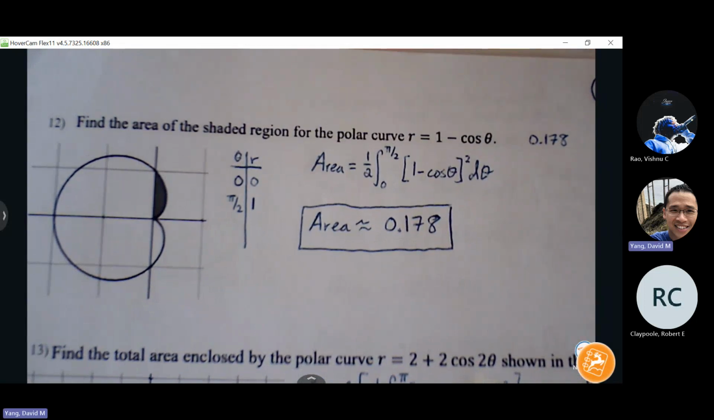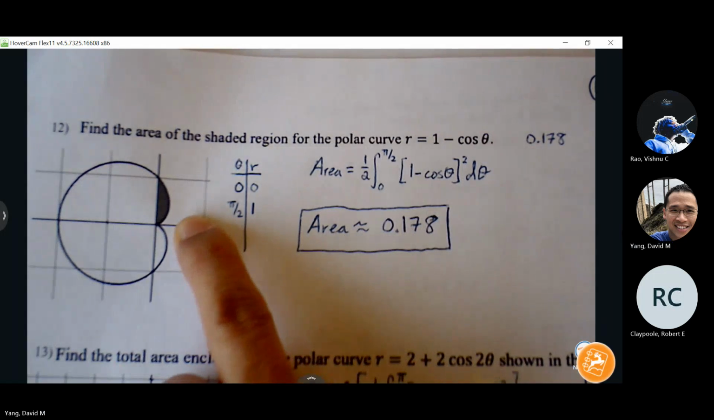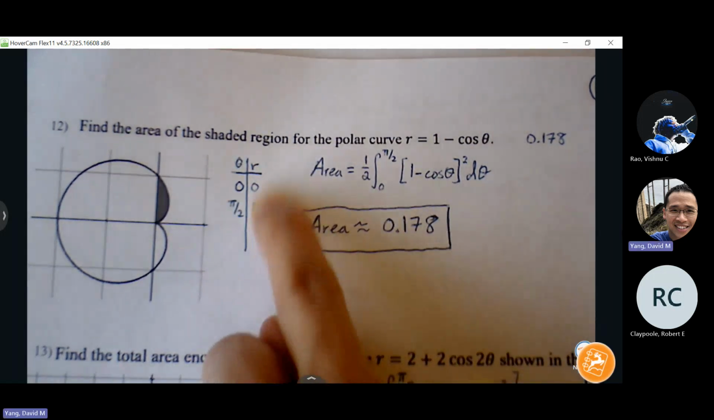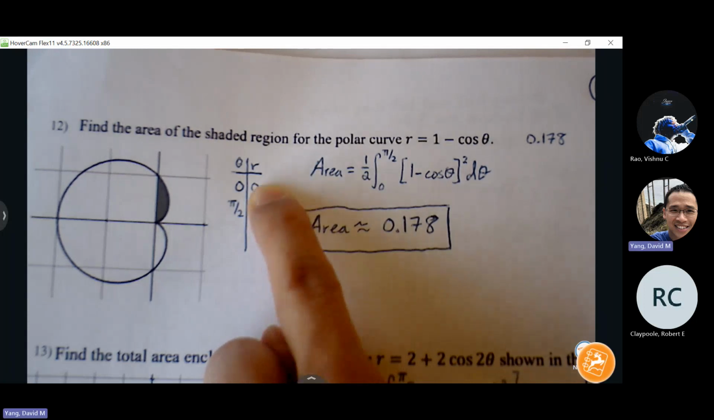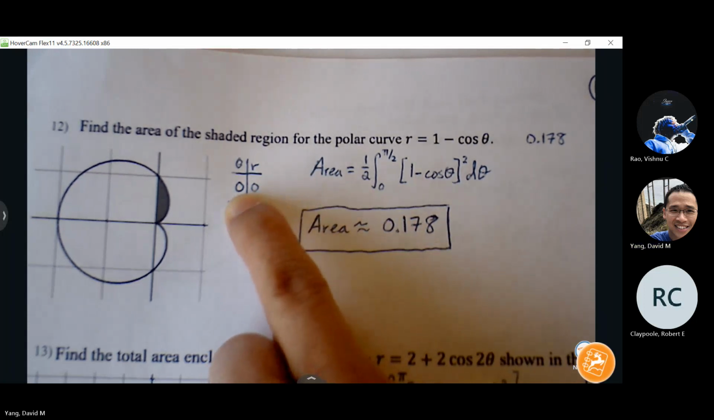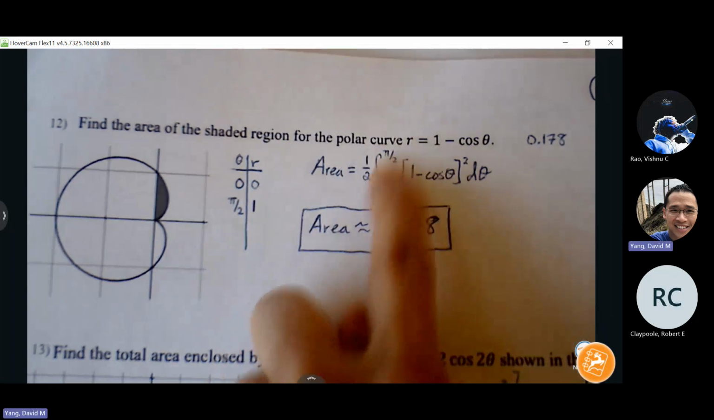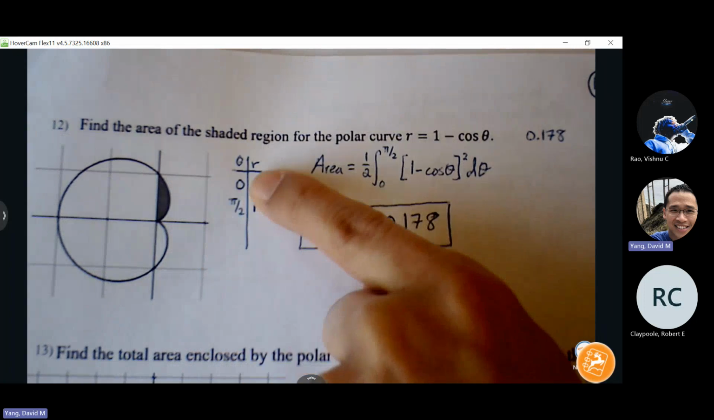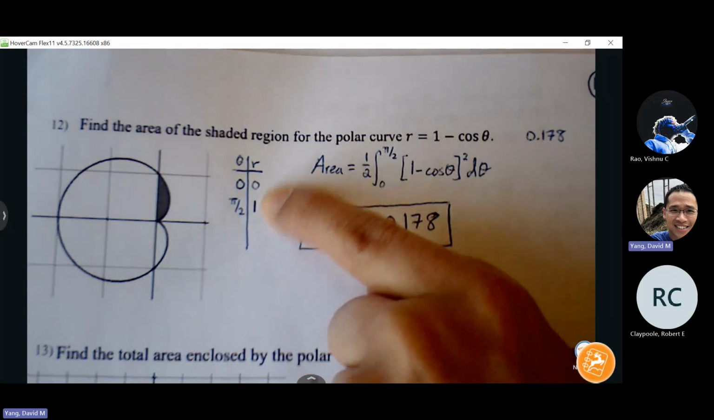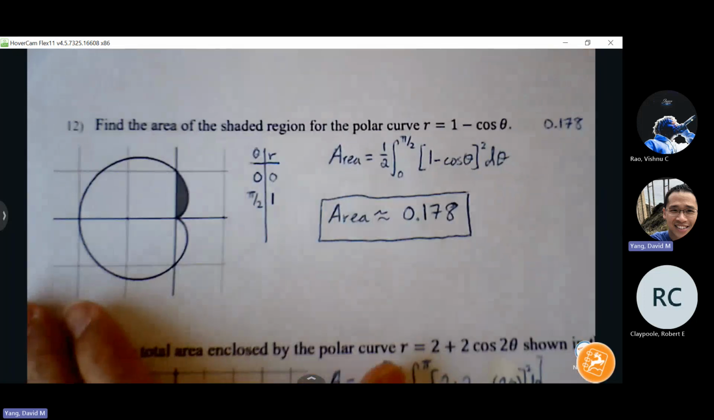Number 12, find the area of the shaded region. So I just started out to convince myself that I knew where this graph was starting. So at 0, this graph starts at 0. At pi over 2, it ends up at 1. So that tells me that's exactly what I want from my interval, right? I know this graph isn't starting in a weird location.